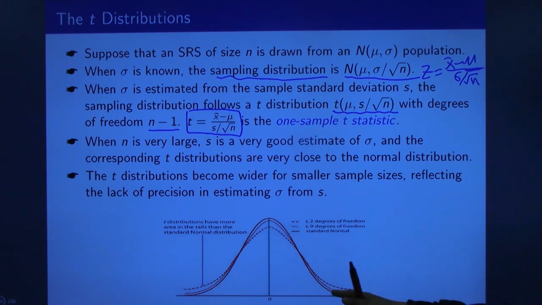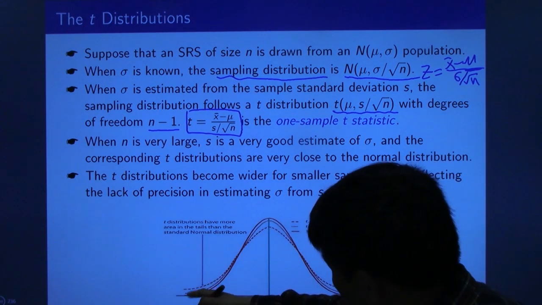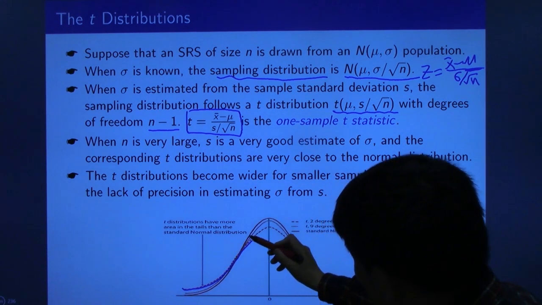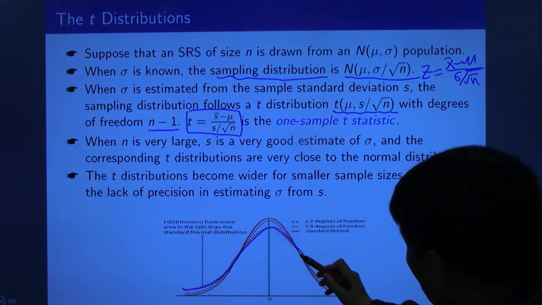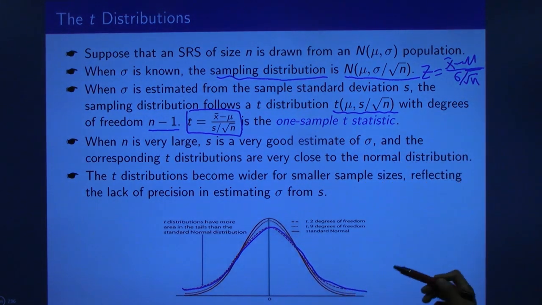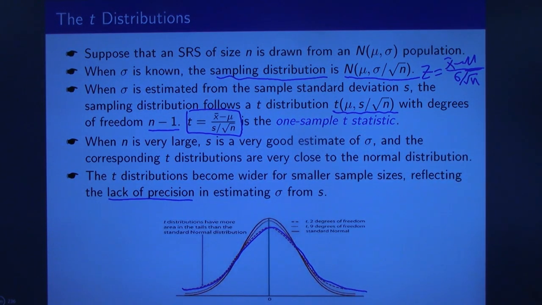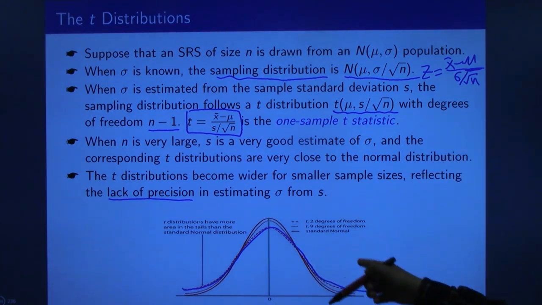So if we look at these several distributions, this dotted line here is very wide, and here it is very little. Okay, so you can see wide. So if we use this one to approximate the population parameter, then the precision will be less. We are going to have a large error. So in this case, we have a lack of precision. This means the sample size is small.